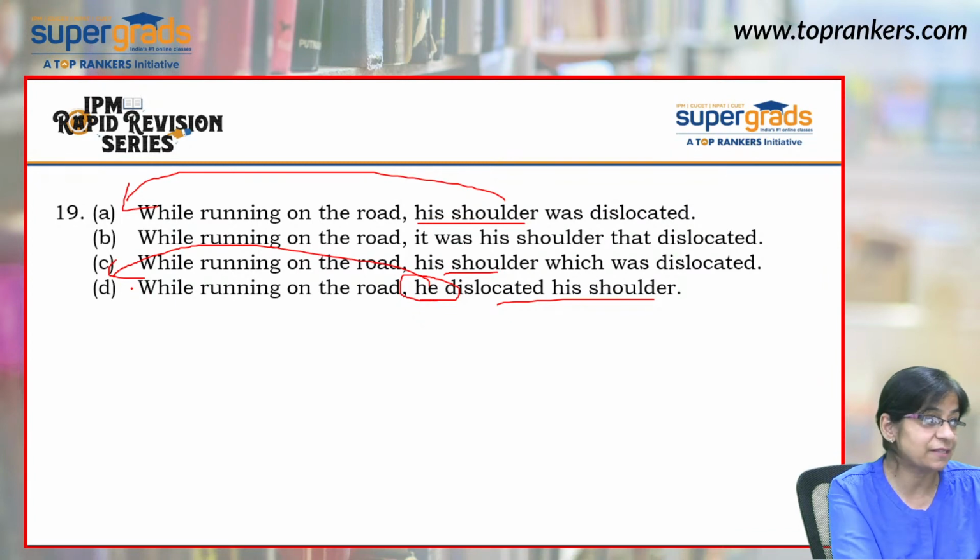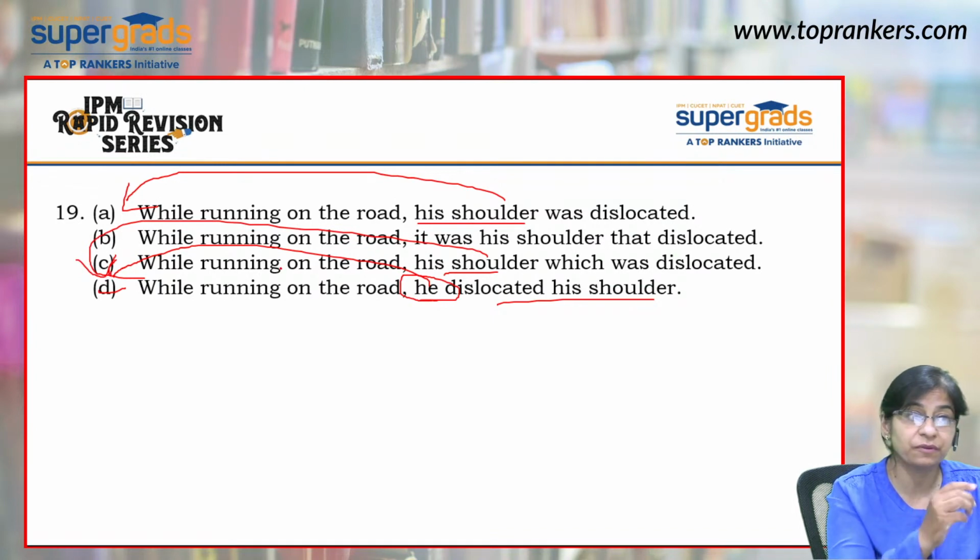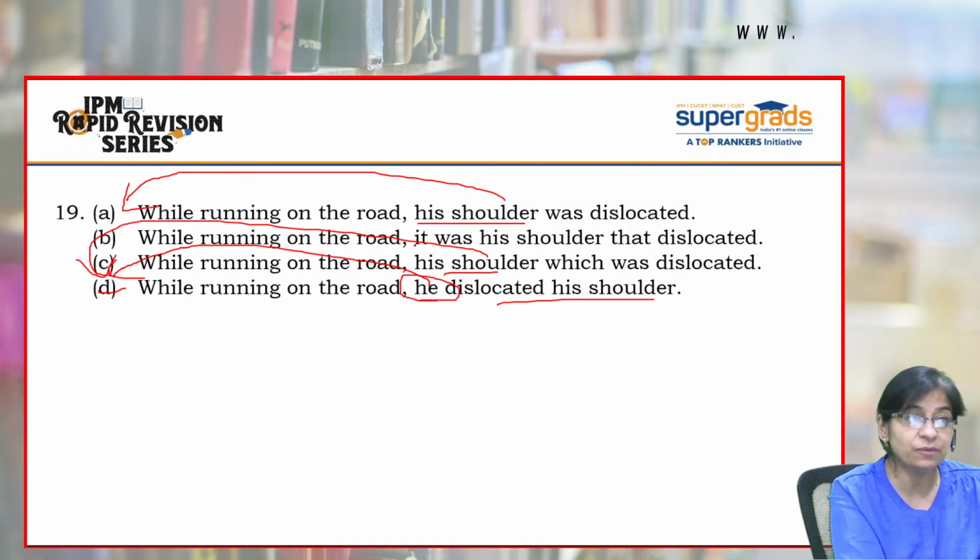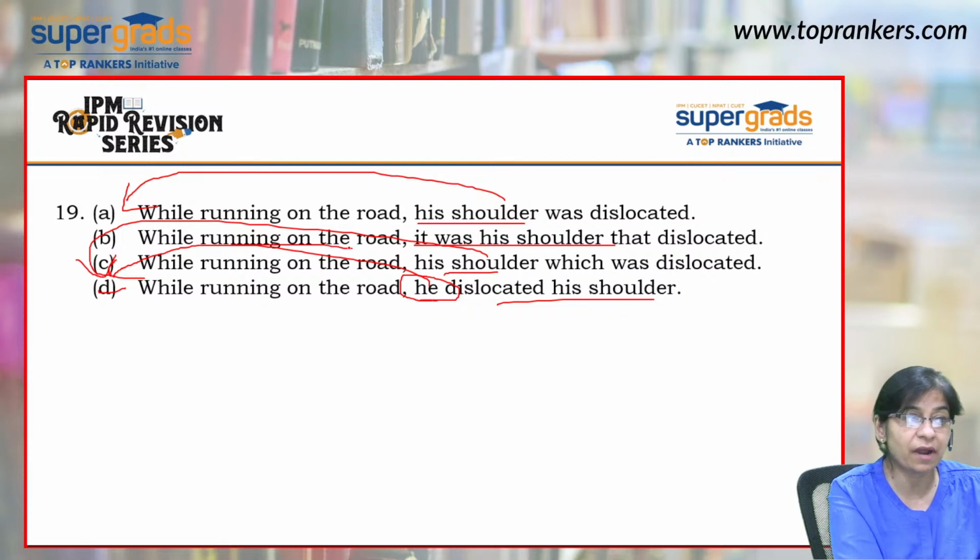Again, try and check this one. See, his shoulder. Again, it would look as if the shoulder was running around the road when it got dislocated. Again, what is this part, while running on the road, modifying? His shoulder, which was not running on the road. It was he who was running, so it has to be D. All right. There's another one.